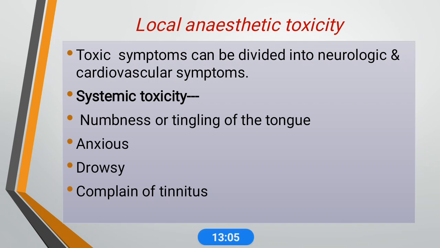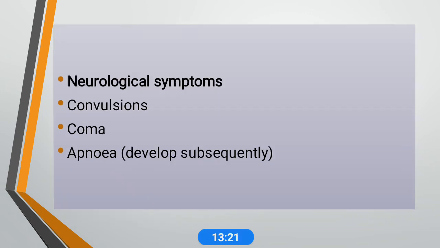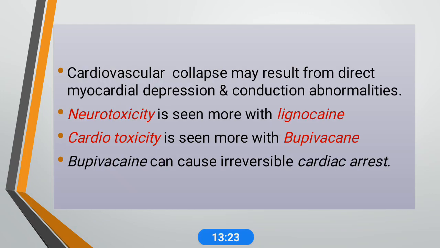Next we come to local anesthetic toxicity. Toxic symptoms usually develop as neurologic and cardiovascular symptoms. Systemic toxicity includes numbness or tingling of the tongue, anxiety, drowsiness, and complaints of tinnitus. Neurological symptoms include convulsion, coma, apnea. Cardiovascular collapse may result from direct myocardial depression and conduction abnormalities. Neurotoxicity is more common with lignocaine and cardiotoxicity is more with bupivacaine. Bupivacaine usually causes irreversible cardiac arrest.